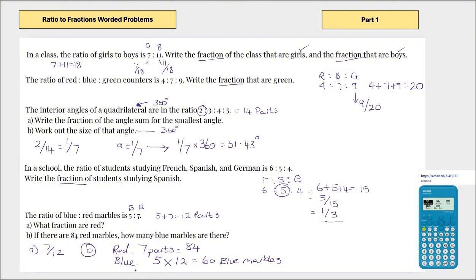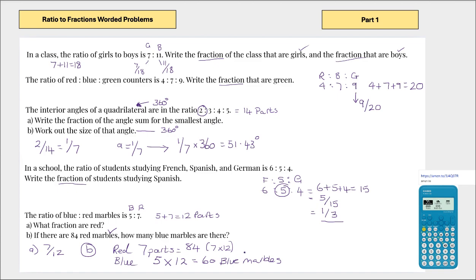So there we go. That's solved really. If there are 84 red marbles, we've worked out what our red marbles are, 7 parts. What we did was times 12, so we did 7 times 12 to get to 84. So we sorted out this part of the question. How many blue marbles are there? 5 times 12 equals 60 blue marbles. So there we have it.